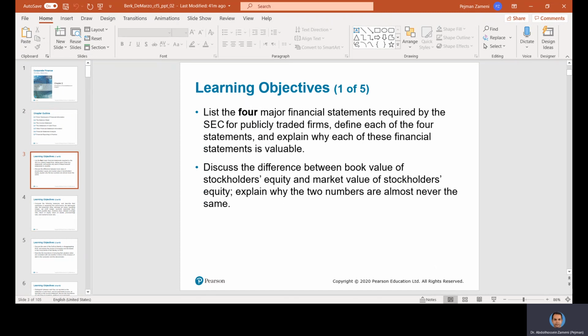Learning objectives: list the four major financial statements required by the SEC for publicly traded firms. Define each of the four statements and explain why each of these financial statements is valuable. Discuss the difference between book value of stockholders' equity and market value of stockholders' equity. Explain why the two numbers are almost never the same.